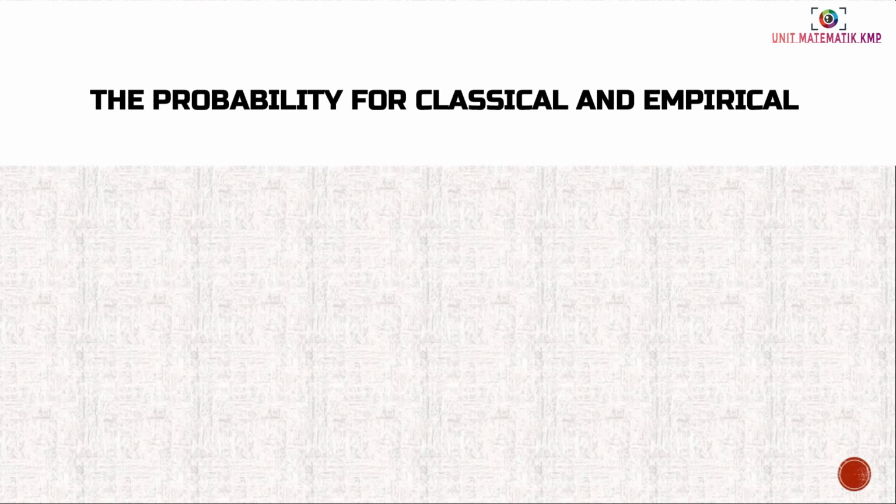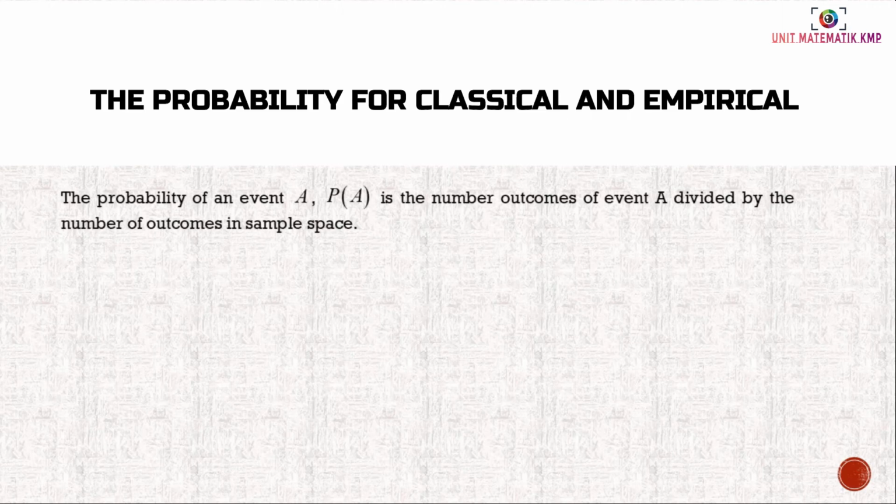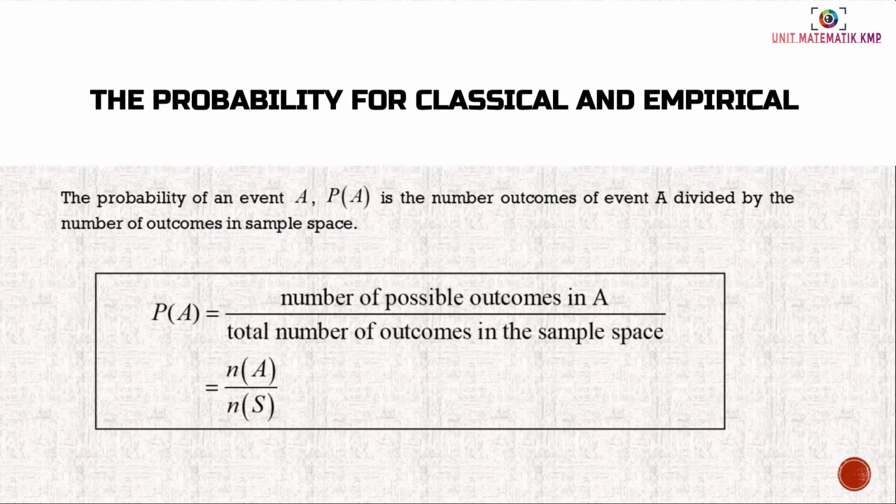Okay, now you want to find the probability of an event and apply the basic laws of probability. Okay, so the probability of an event A, so P(A), is the number of outcomes of an event A divided by the number of outcomes in the sample space. So itu dalam ayat. So dalam formulanya, maksudnya kita akan ada number of event A, this one, divided by the total number of outcomes in a sample space.